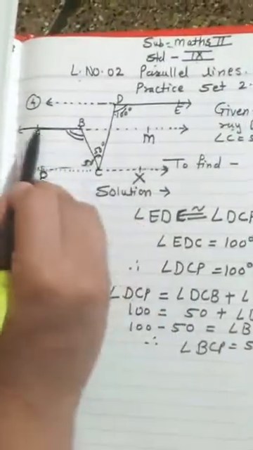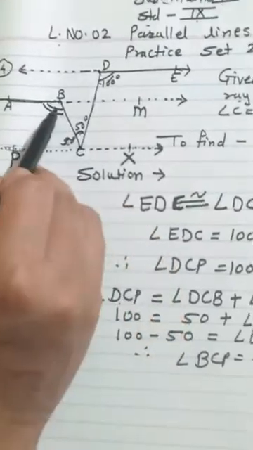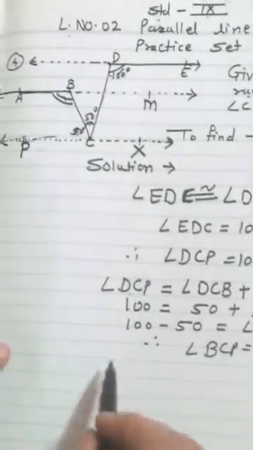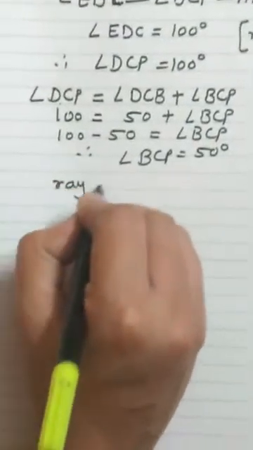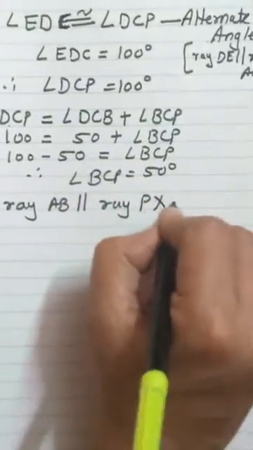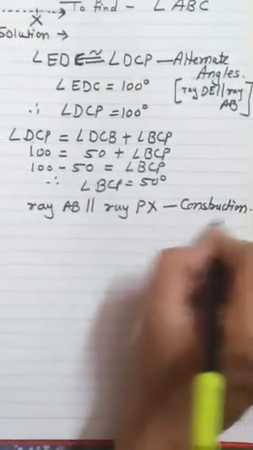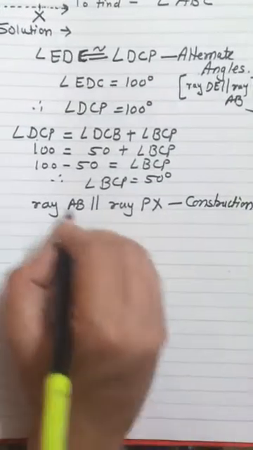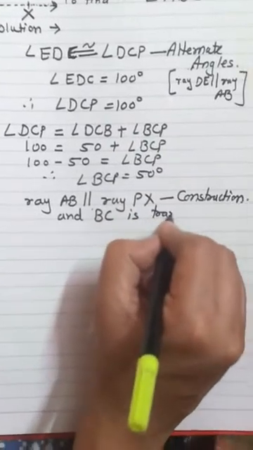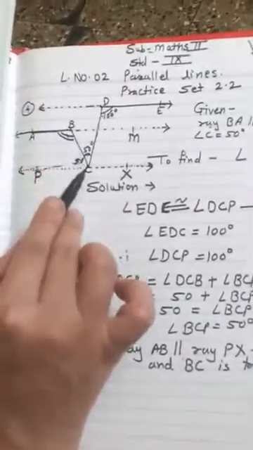Why? Because of construction. These two lines are parallel and this is transversal. Because of this transversal, these two angles are formed, which is interior angles. Is it children? So ray AB parallel ray PX. What is the reason? Construction. That is the hint given in the question, that is construction. And BC is transversal. Okay children, BC is transversal.